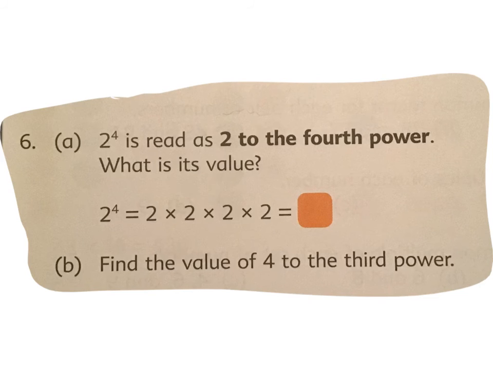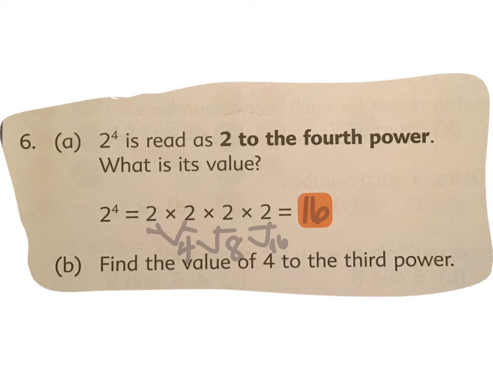Now I want you to look at this example. 2 to the fourth is read as 2 to the fourth power. I want you to think of the value. We know that there's going to be 4 2's. 1, 2, 3, 4. What is that going to equal? Well, 2 times 2 is 4, times 2 is 8, times 2 is 16. So 2 to the fourth power is 16.